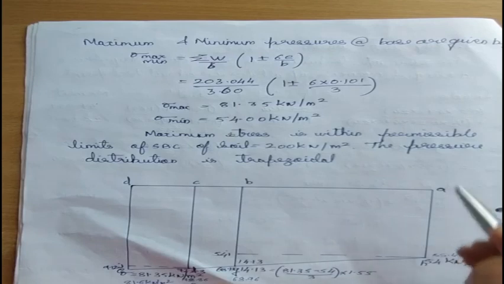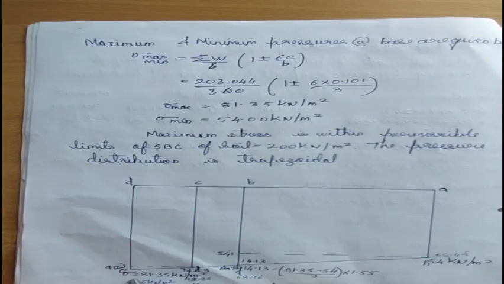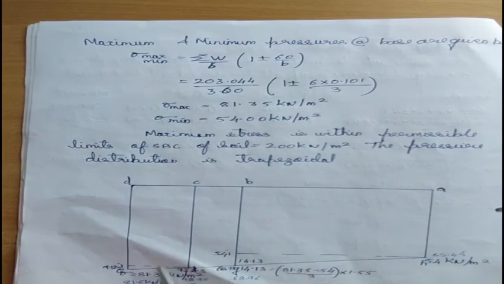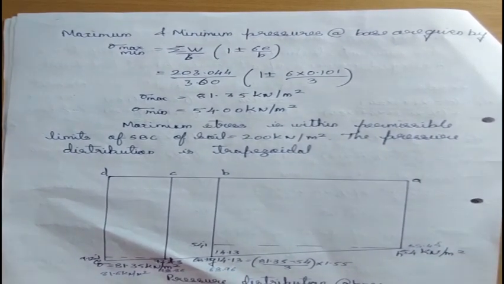So, this is a distribution table A, B, C and D. So, at A minimum will act, that is 54, at D it will act as 81.35. So, we have to find out at this point. This is a pressure distribution at the base. So, this is how the pressure distribution is to be calculated from the stability calculation.